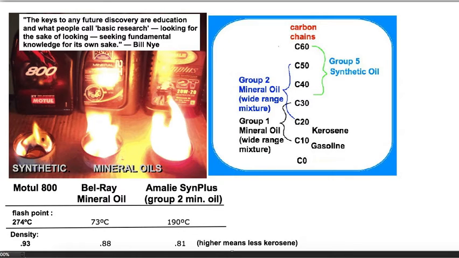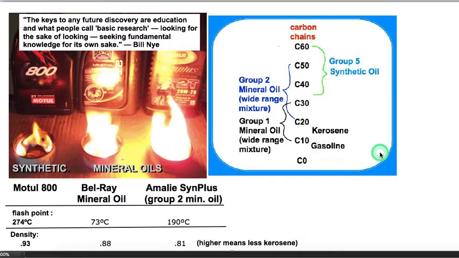Oils, engine oils. Here we are at the end of the two-stroke era, and we're just beginning to find out some important things that have been overlooked. When we're talking about petroleum oils, there's a range of carbon chains, talking about the molecular composition. Gasoline has an average of about 9 carbon chains.